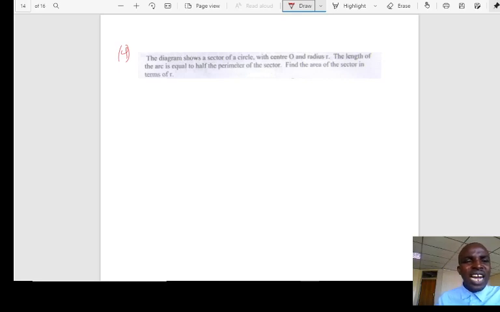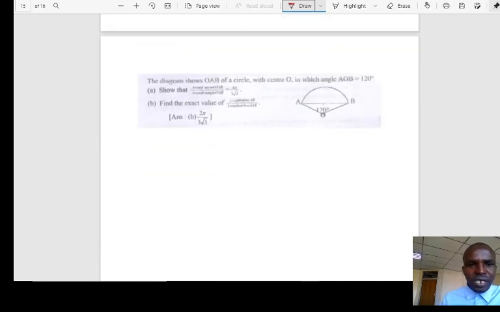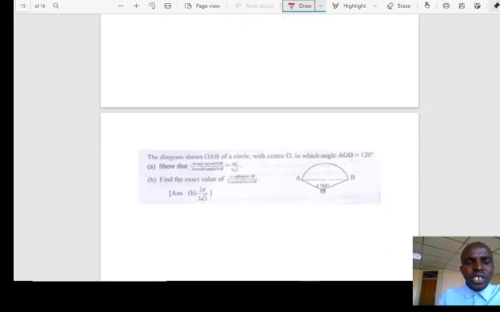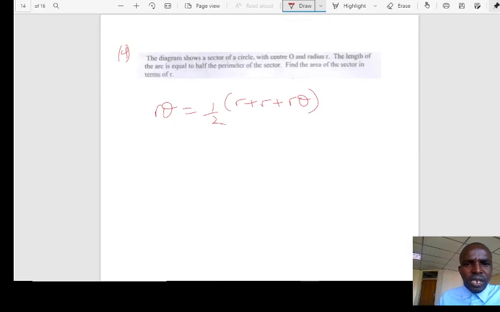So the length of the arc, which is R theta, is equals to half the perimeter of the sector. Perimeter of the sector, remember, it's a radius plus arc length, like this. So the diagram is here. Let me move down here. This is the diagram. It's here. So they say, oh, this is a different diagram. Then the length of the arc is equal to half the perimeter of the sector. Find the area of the sector in terms of R.